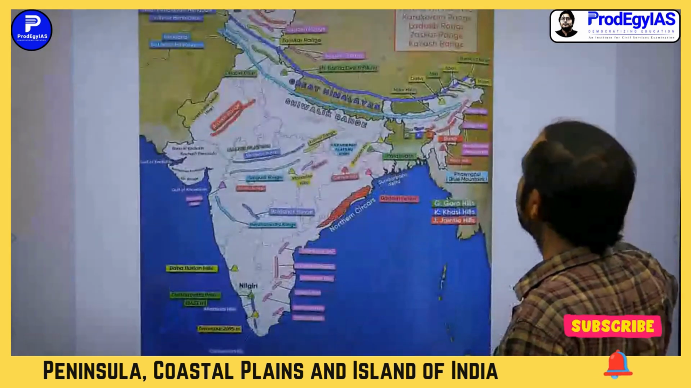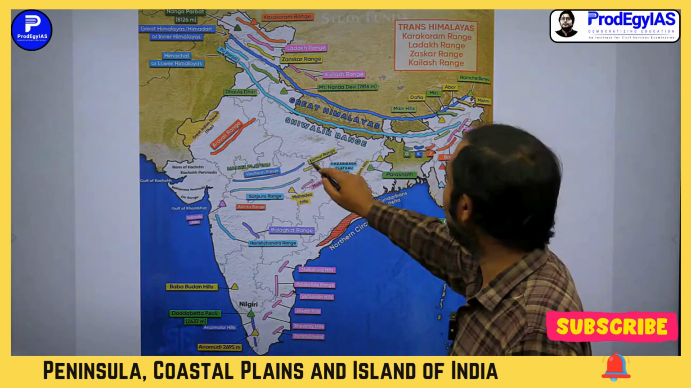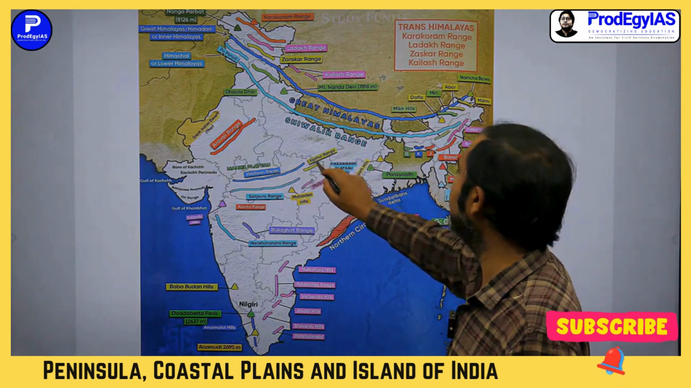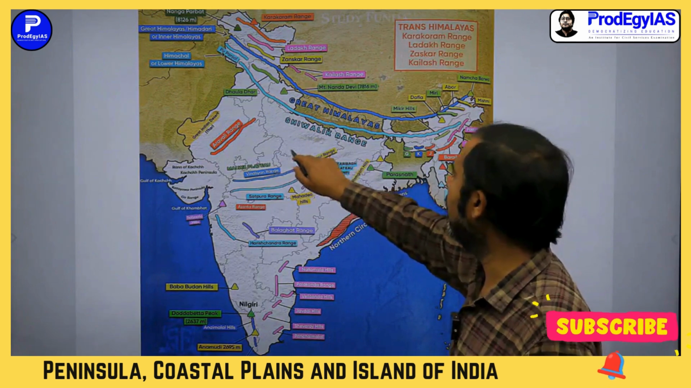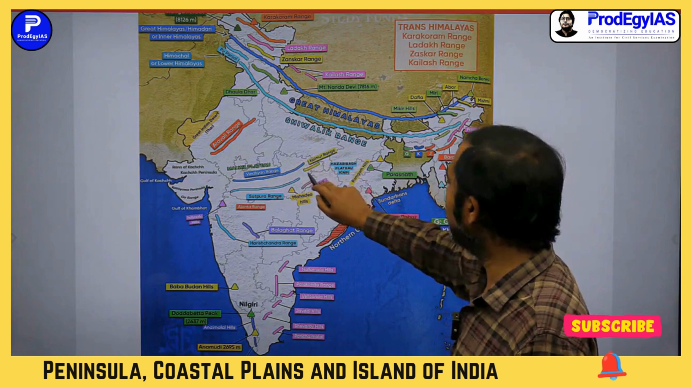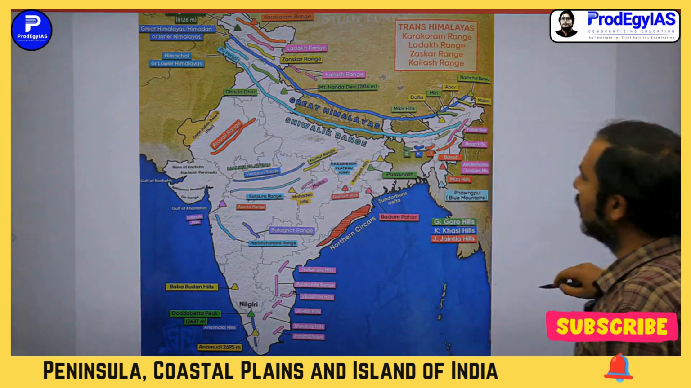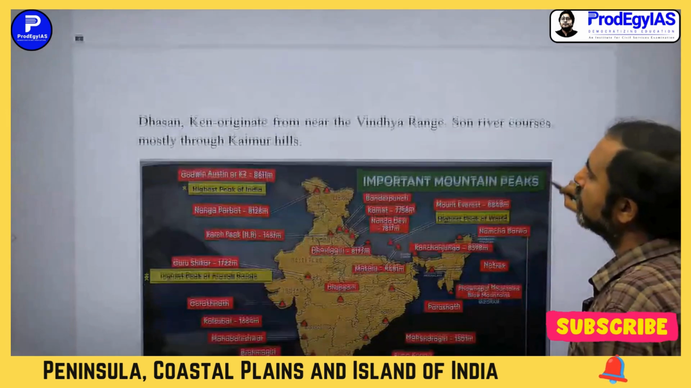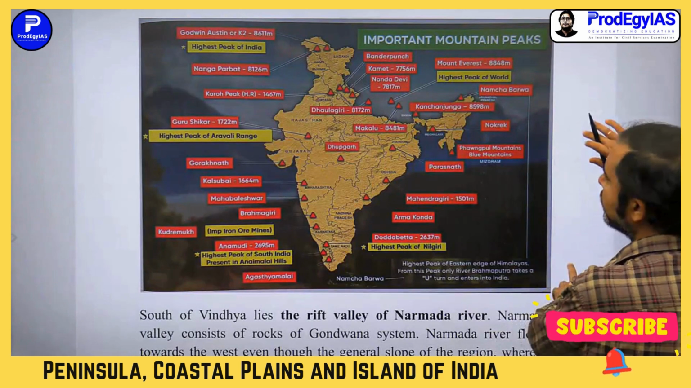These Kaimur hills, because you know that the Son River comes from here and it drains here. Here is Yamuna, Ganga. Here lies Yamuna. Then the Son River flows from here and drains into the Ganga, right? So the Son River courses mostly through Kaimur Hills. Now these are important mountain peaks.